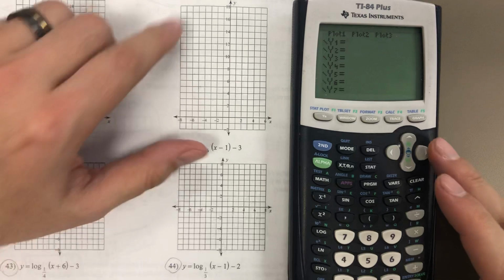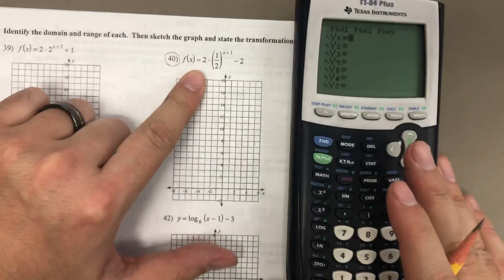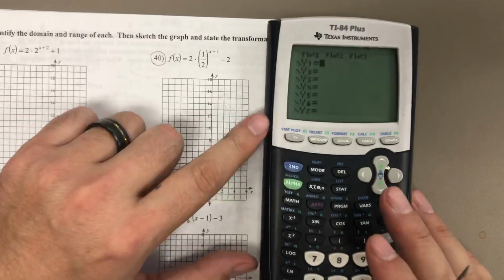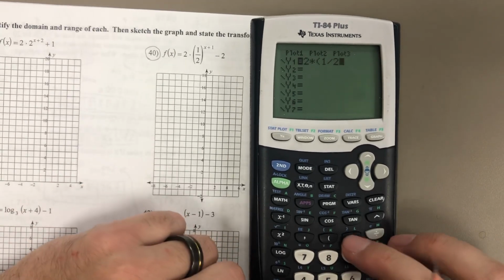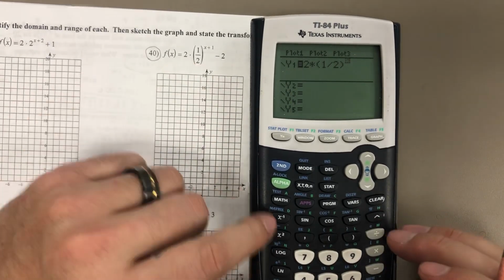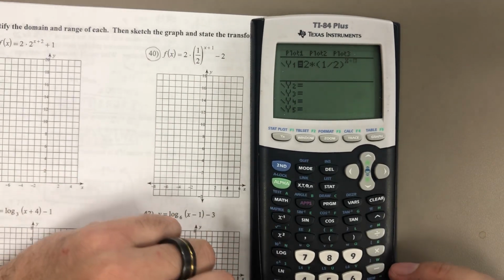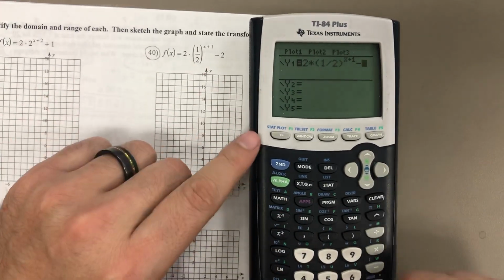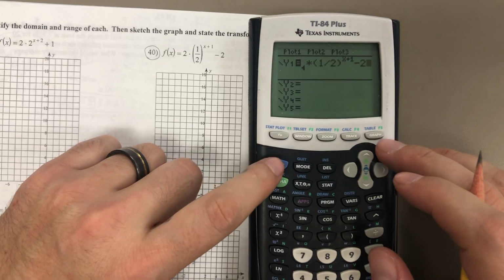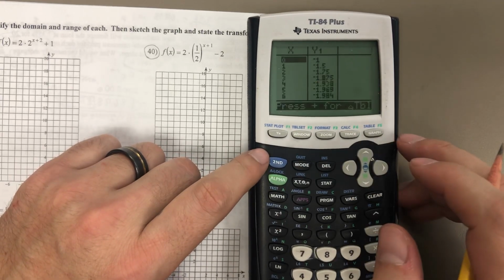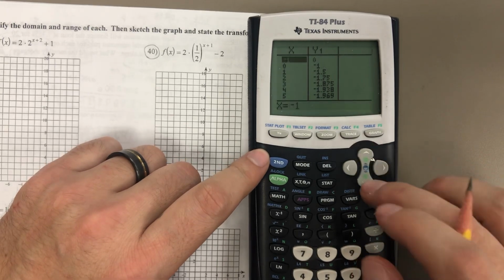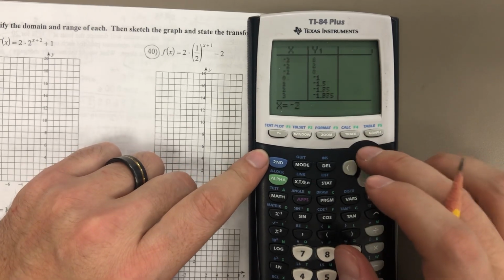They're all pretty easy. If I want to type in number 40, I just do y is equal to 2 times parentheses 1 over 2 to the power of x plus 1, and then minus 2. Then if I hit table, so go to second and then graph, that'll bring up this table. You can scroll up and down and find coordinates to graph out.